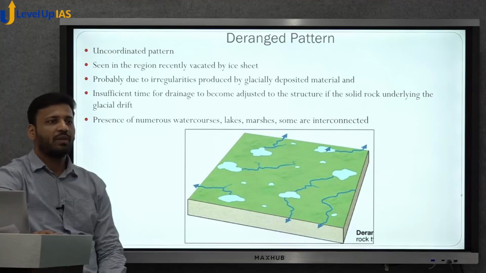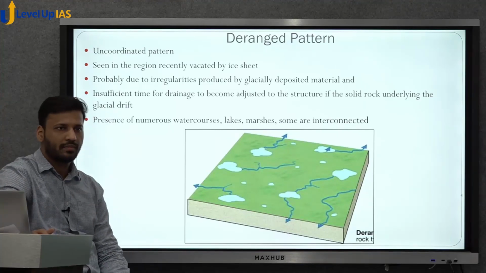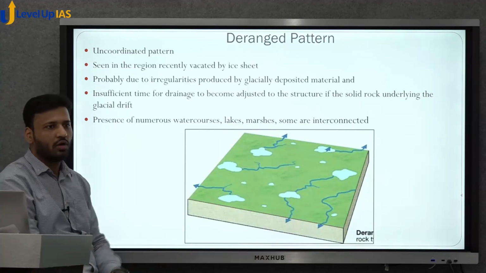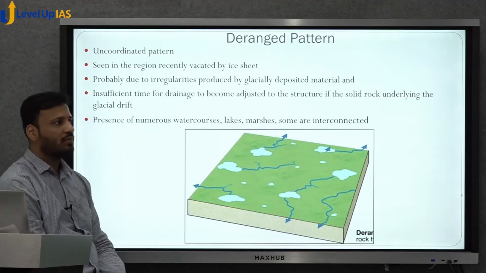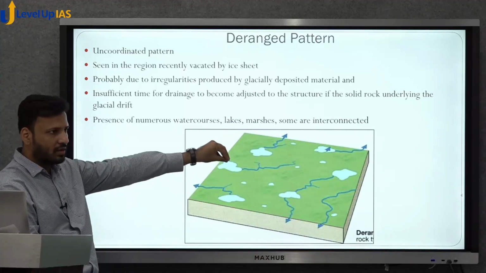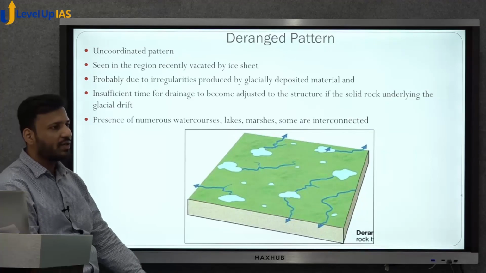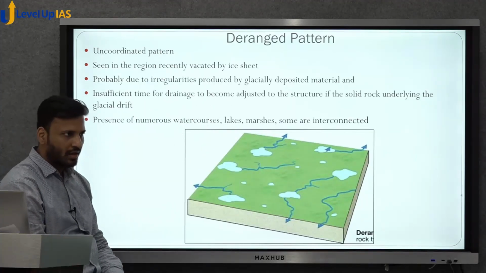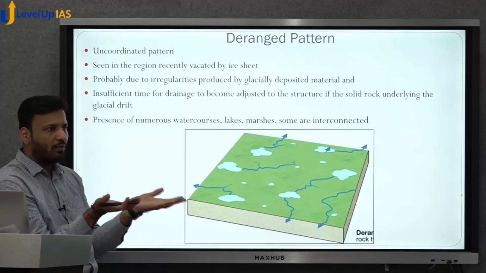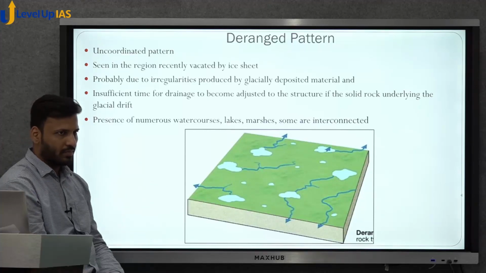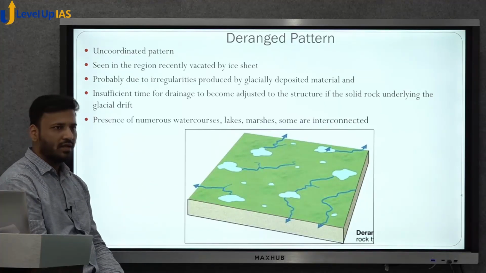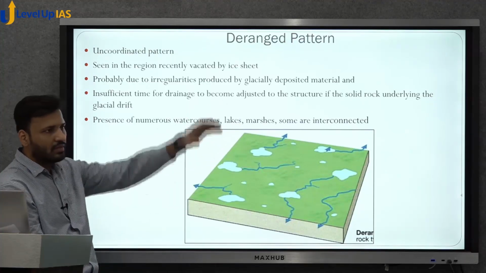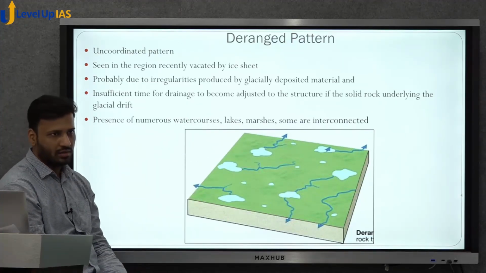Then you have a deranged type of drainage pattern, the last one. Deranged means what? There is no pattern at all. Or somewhere a glacier is melting. So from different parts of this glacier, different streams of rivers are originating. There is no one type of slope to the land as well. Slope is very uneven. So what is happening? Rivers are flowing in multiple directions.